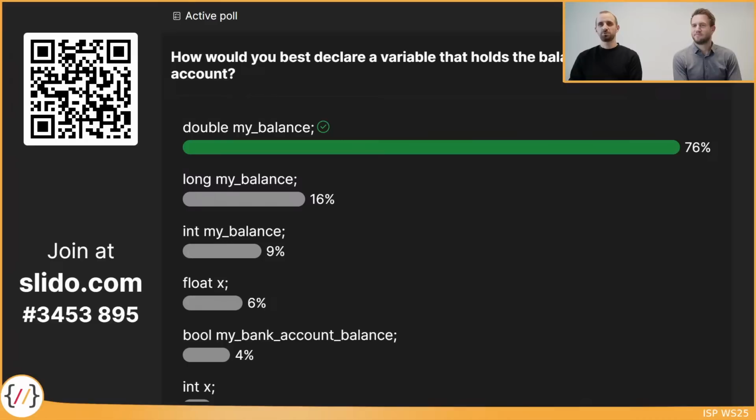So most of you have it correct. The best way to declare it is double my balance, because, as I said before, the data type is also important. We have to consider the balance of your bank account most likely can have decimal places. So an integer, for example, would not make sense because it cannot store decimal places. So I will lose the information. That's why this one is not correct.